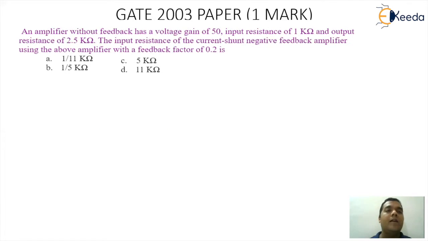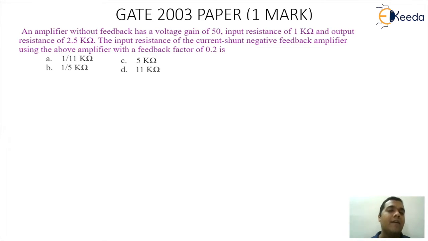Next question. This is from the GATE 2003 paper that has come for 1 mark. Let's have a look at the question. An amplifier without feedback has a voltage gain of 50, input resistance of 1 kilo ohm and output resistance of 2.5 kilo ohm. The input resistance of the current shunt negative feedback amplifier using the above amplifier with a feedback factor of 0.2 is. The most important thing we need to understand here is, whenever we talk about current shunt feedback logic, the input resistance decreases and the output resistance increases.